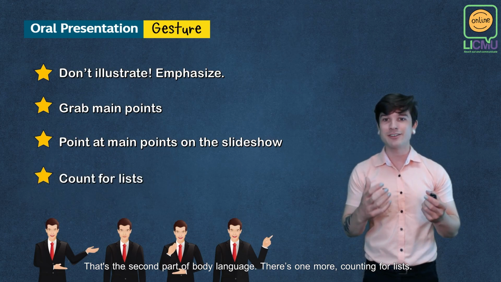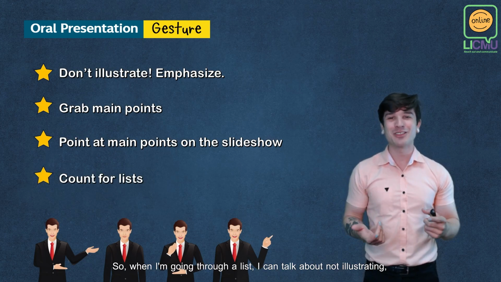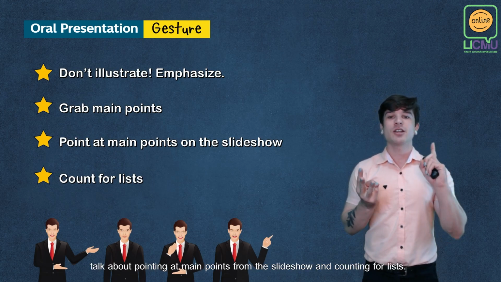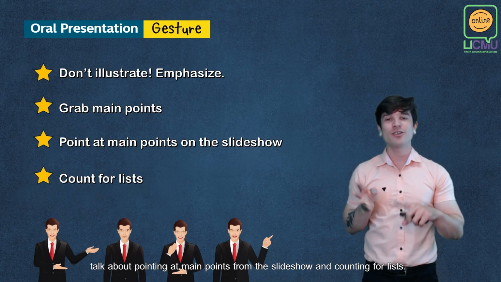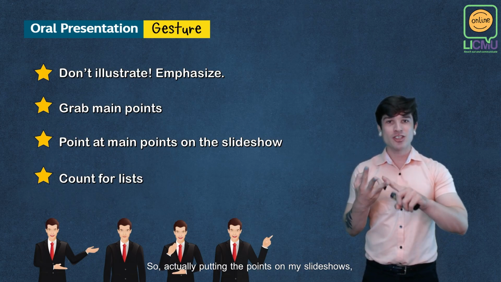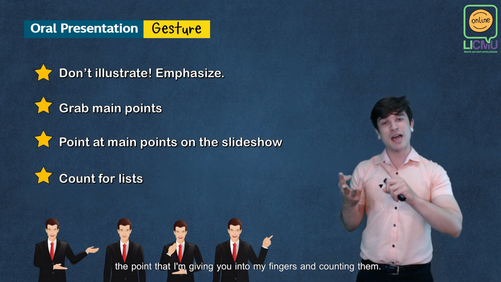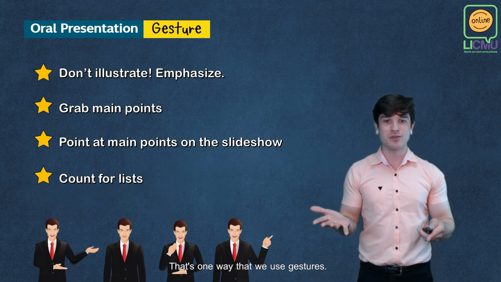Oh, there's one more. Counting for lists. So when I'm going through a list, I can talk about not illustrating, talk about grabbing the main points, talk about pointing at main points on the slideshow, and counting for lists. So actually putting the points on my slideshow, the points that I'm giving you, into my fingers and counting them. That's one way that we use gestures.